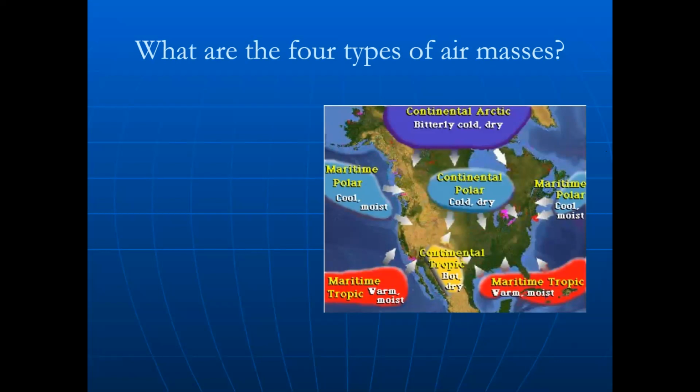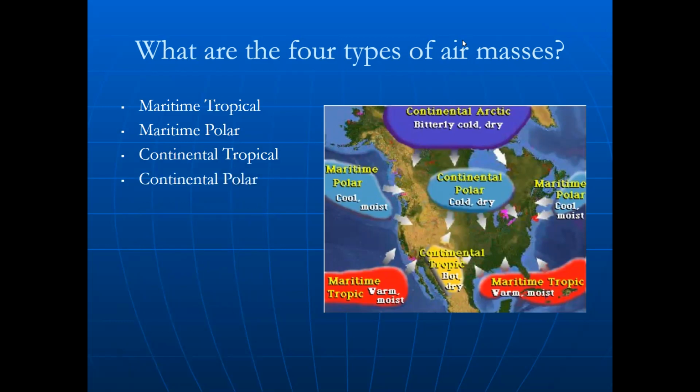So we're going to be grouping these by two different things. Number one, where they're coming from, and then number two, what temperature are they bringing? So the four types of air masses are maritime tropical, maritime polar, continental tropical, and continental polar. So if we take a look at these, we're going to break them down.